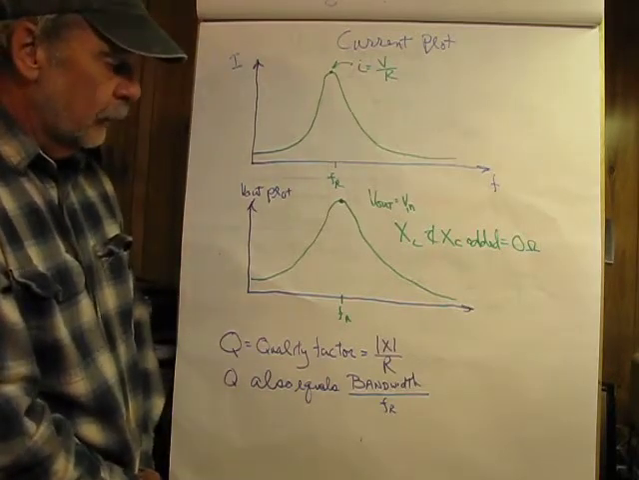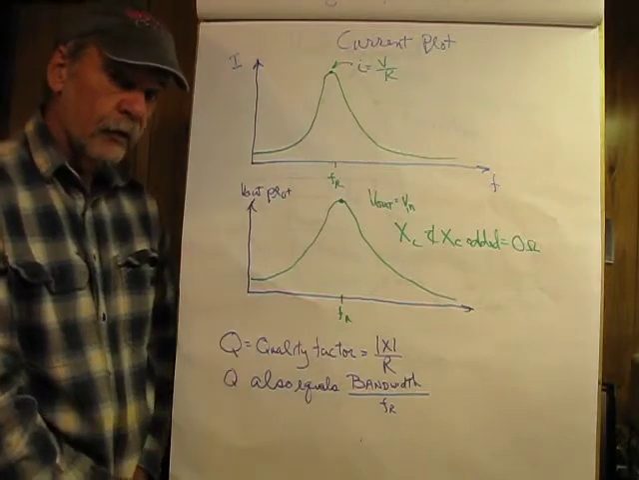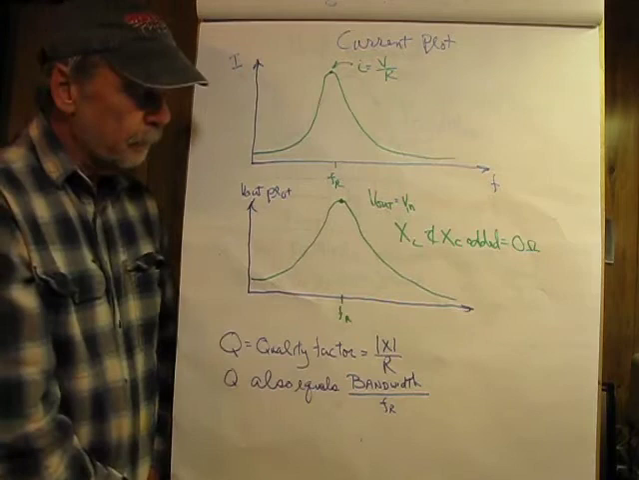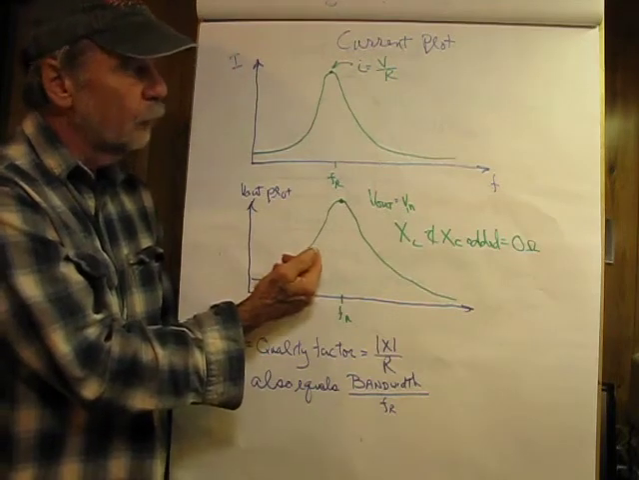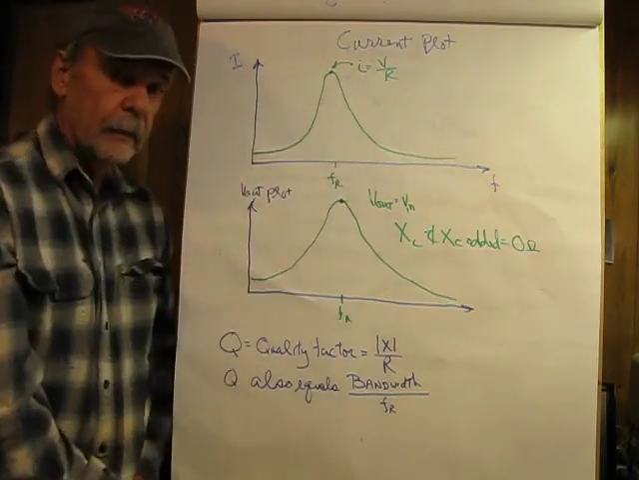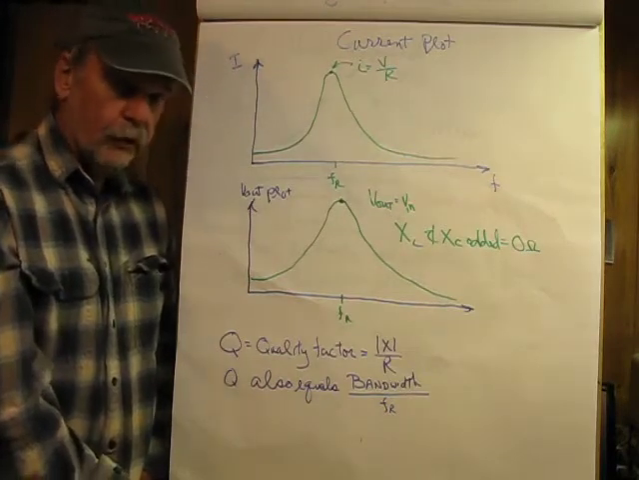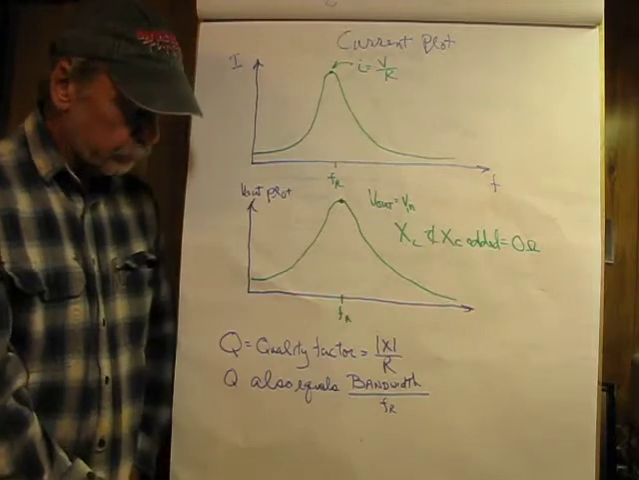And if we were to take a look at V out, and remember that's across the resistor, it's basically the same shape, because the output voltage will be directly proportional to the current I. So that would be the output across the resistor, and that would also be at 0 degrees.